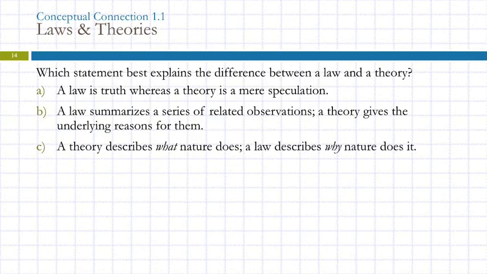C is very tempting, because that's very similar to what I said earlier, but it's exactly backwards. The theory explains why, the law describes what. So C is not correct. The answer here is actually B. The law summarizes observations like dropping a pen, the law of gravity. It doesn't explain why, though. Scientists still do not completely understand what gravity is. We know how it works, but we don't know exactly why. Any questions?